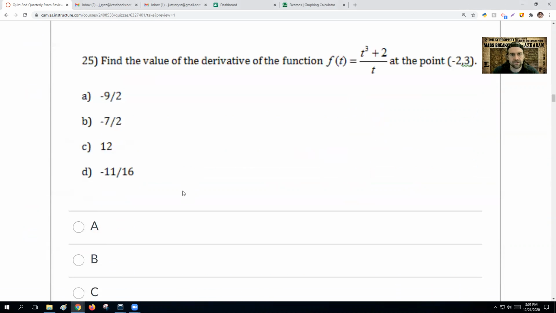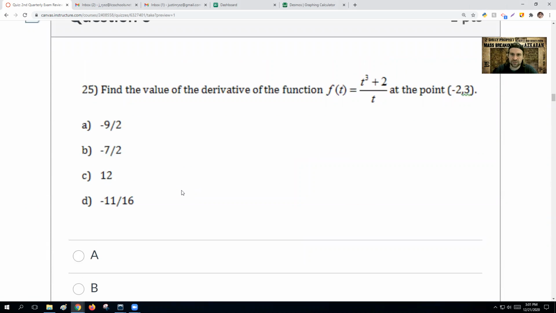All right, next. Find the value of the derivative of the function. So we need to take the derivative of this and plug in 2. All right, so we got low. Actually, you know what? We can divide these. This would become t squared plus 2t to the negative 1 power. The derivative of that is 2t minus 2t to the negative second, or just 2t minus 2 over t squared.